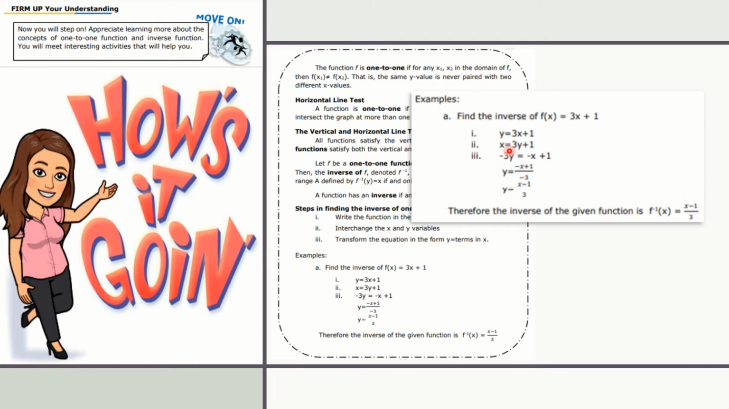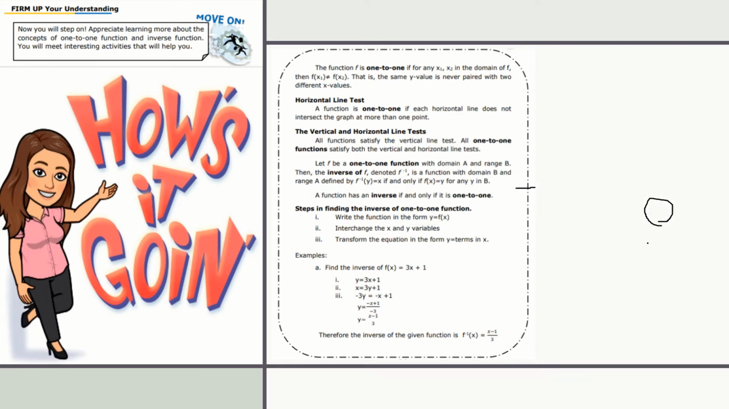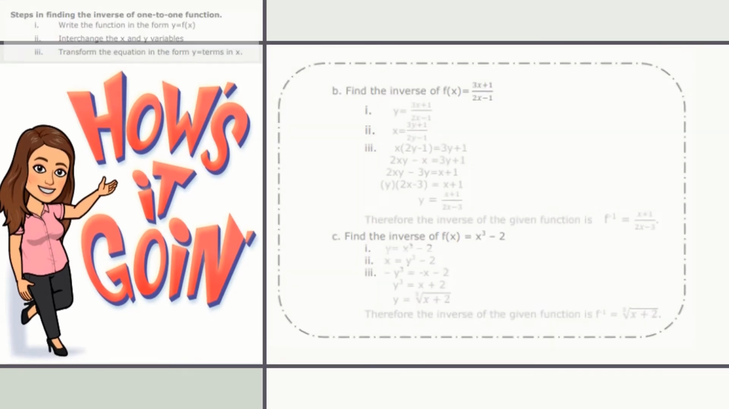And then multiplying both sides by negative 1/3, we get y is equal to negative x plus 1 over negative 3. Thus, simplifying, we get x minus 1 over 3. Did you get that right? Okay. Therefore, the inverse of the given function is f negative 1, or f inverse of x is equal to x minus 1 over 3. Let's go on to the next.